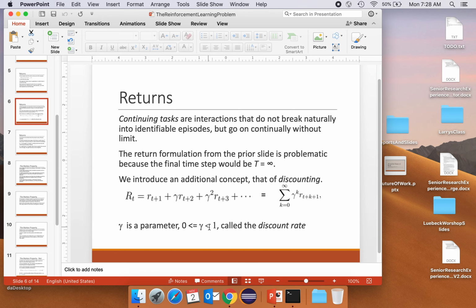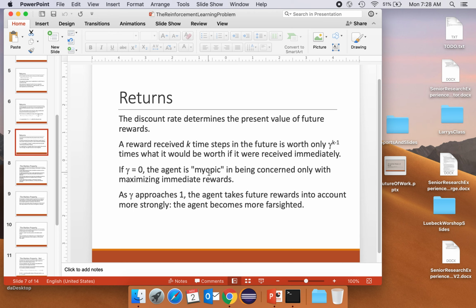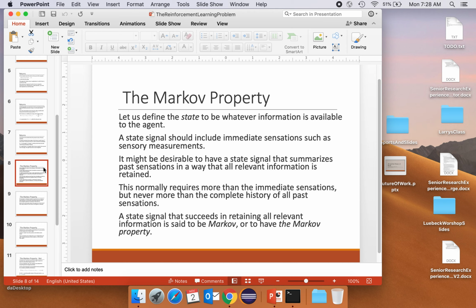We can make it just a little bit less than 1. We can make it 0. So what happens if we make it 0? If we make it 0, the agent is what we call very myopic. It's only concerned about maximizing its immediate reward. And as it approaches 1, the agent takes future rewards into account more strongly. So the agent becomes more farsighted. That's what we're dealing with here. As I've mentioned to you before, in our exercise, a lot of times we have that gamma set to 0.9. All right, very good.